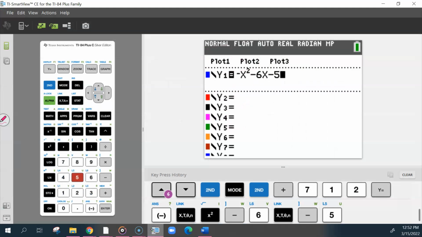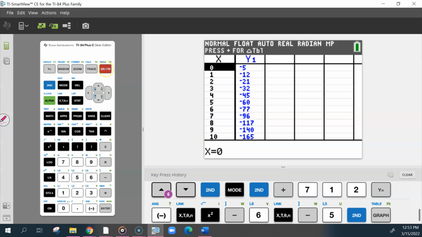How do we do the calculator? Y equals. Make sure you have a negative first. Use this or alpha x as your x. Go to your table. It's a graph. It's in blue. So second graph.